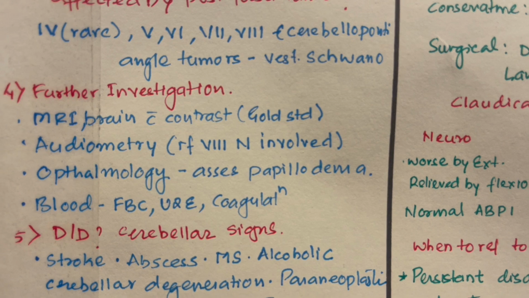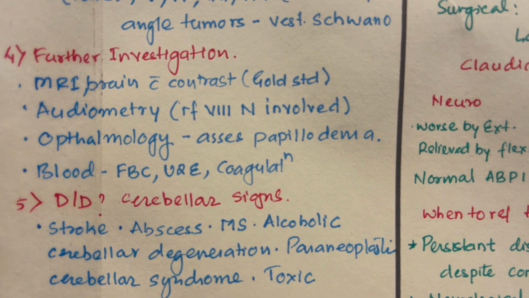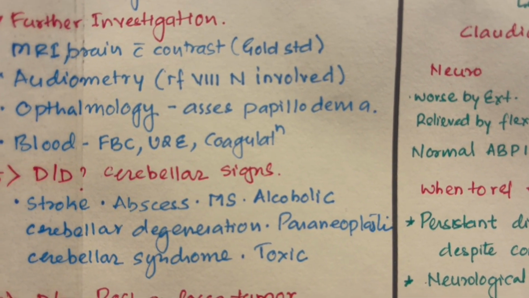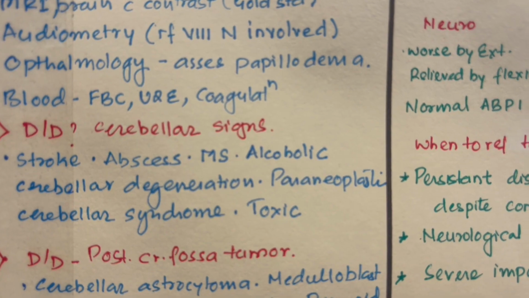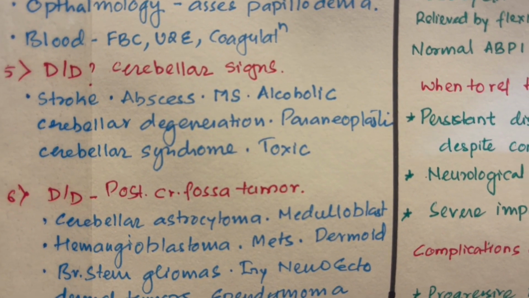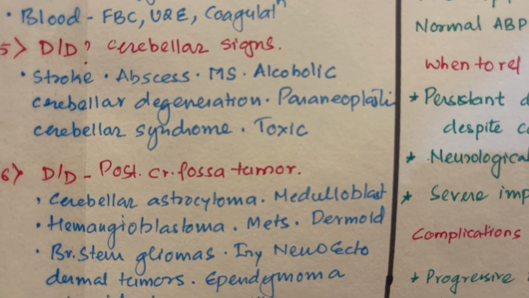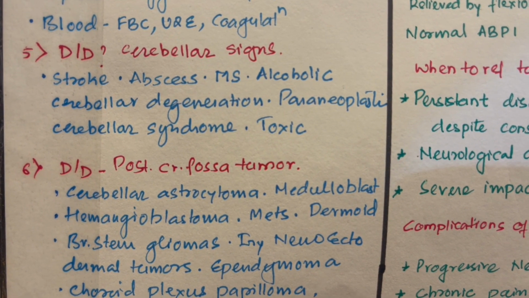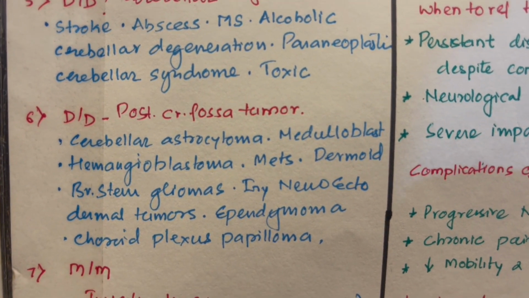Differential diagnosis of cerebellar signs: stroke, abscess, alcoholic cerebellar degeneration, paraneoplastic cerebellar syndrome. Differential diagnosis of posterior fossa tumor: cerebellar astrocytoma, medulloblastoma, hemangioblastoma, dermoid, brainstem gliomas, primitive neuroectodermal tumors, ependymoma, choroid plexus papilloma.